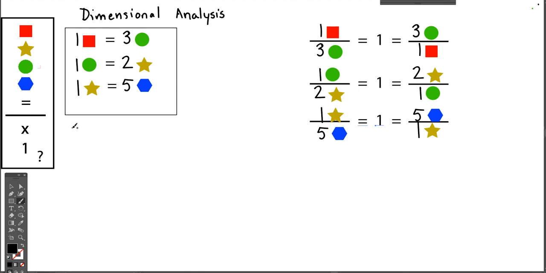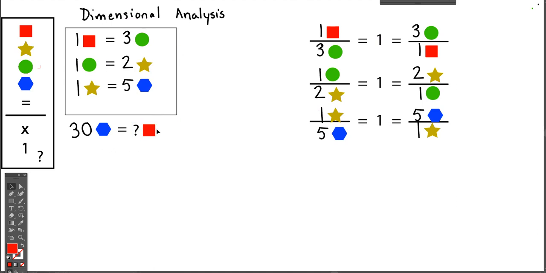Hold on, let me think for 1 second before I write something really wild. Okay, let's just say I have 30 blue hexagons. And the question that I have is how many red squares does that give me?